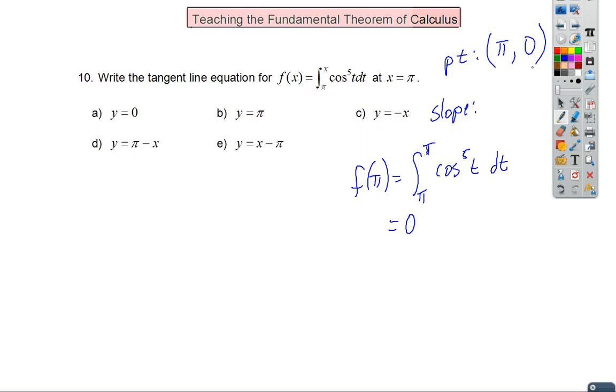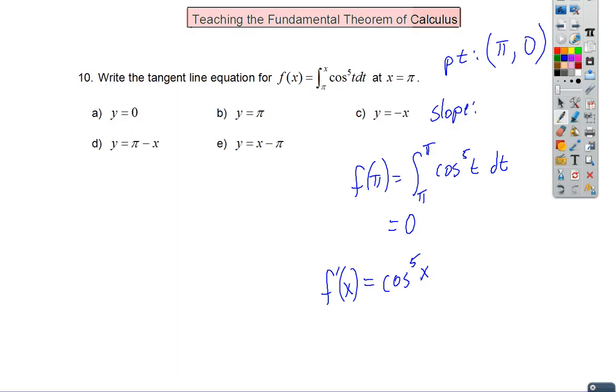Well, I need a slope. So what does that mean? I need f prime of x. Well, what is f prime of x? I'm going to take the derivative of this integral. Is the number all by itself? Yes. Is this just plain old x, a plain old variable? Yes. That means f prime of x is just cosine to the fifth of x.